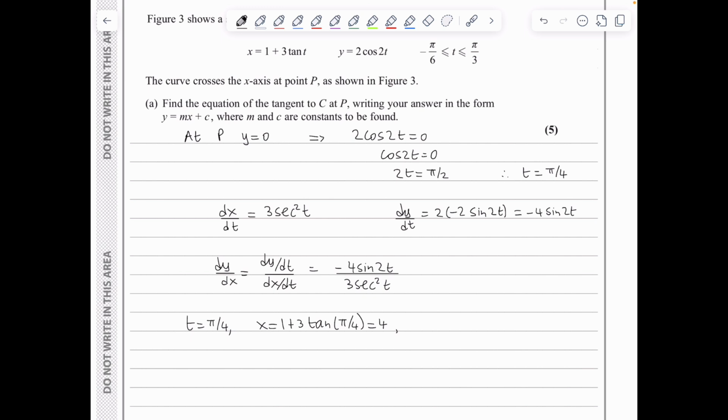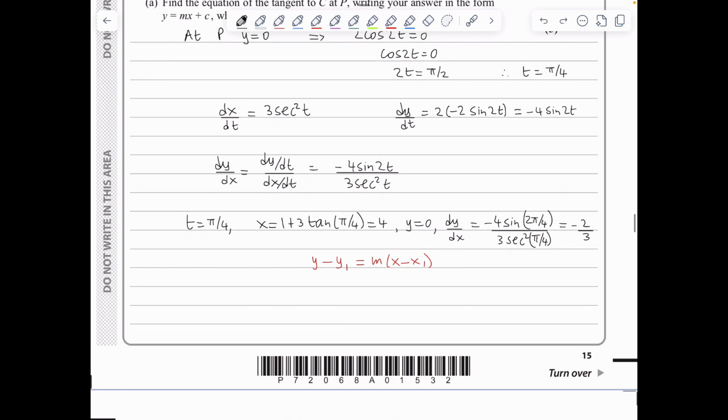We have already established that y is 0 because it is a cut on the x-axis, and then dy/dx would be equal to minus 4 sine of 2 pi over 4 over 3 sec squared of pi over 4. This gives an answer of minus 2 over 3. And using y minus y1 is m(x minus x1), we're looking at y minus 0 is equal to minus 2 over 3 (x minus 4), which leads to y is minus 2 over 3 x plus 8 over 3.